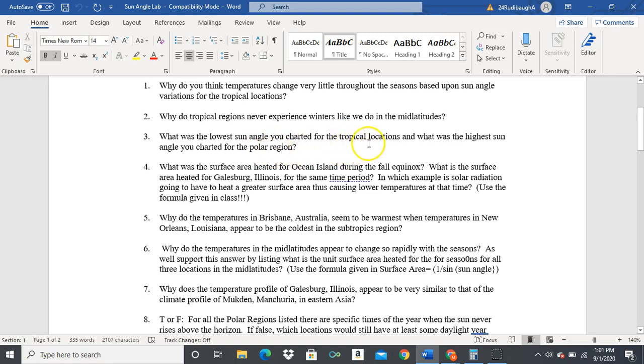So on this question here, you would give me a number for the highest or the lowest sun angle for the tropics, and what's the highest sun angle in the polar region, and you'll really understand no matter what time of the year, you'll see that the sun is almost always, well, it is more direct in the tropical locations for any time of the year.